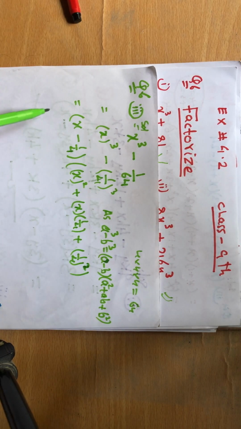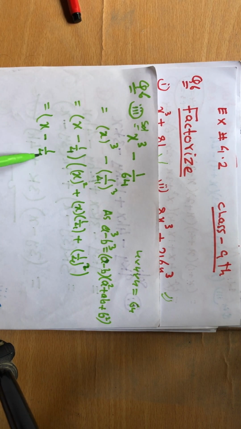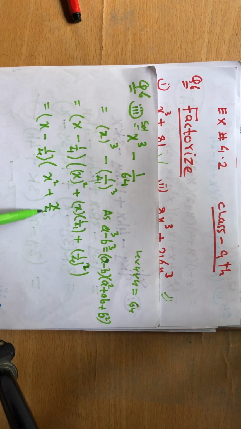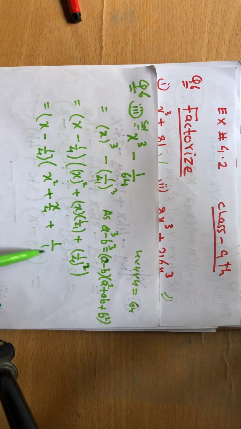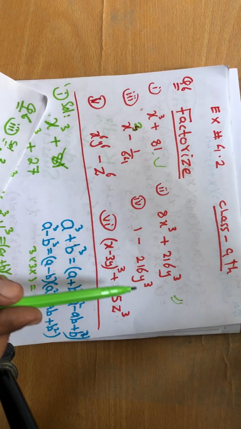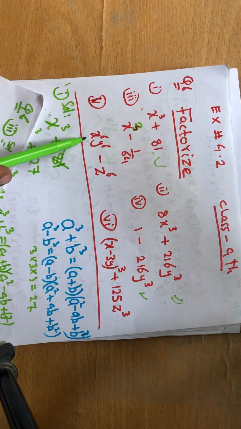The a minus b a square plus ab plus b square, further we are going to write it. x minus 1 over 4 will be written the same, and x square, x multiplied by 1 over 4 we can write x over 4, plus 1 over 4 square, it means 1 square is 1, and 4 square is 16. Question is over from here. Come to the next part, that is easy, you can do it.